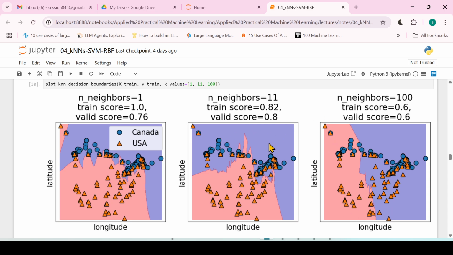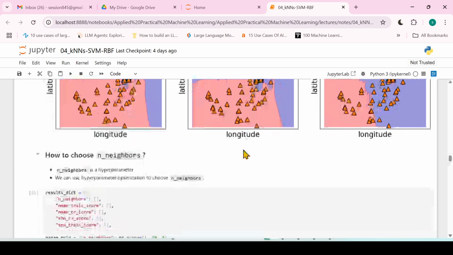We can also check the score of the data. Here we can see that the train score is 82% and the validation score is 80%, right? So by looking at all three examples, we can see that the model trained with n neighbor 11 is the best model, because in this scenario our train score and the validation score are both high, right?